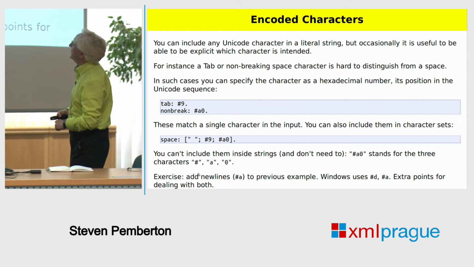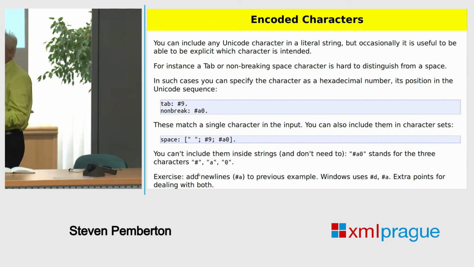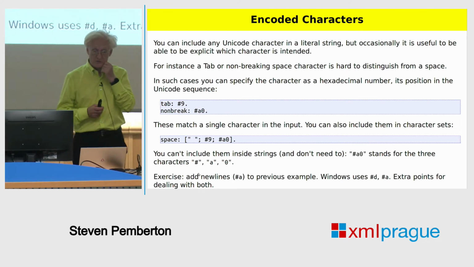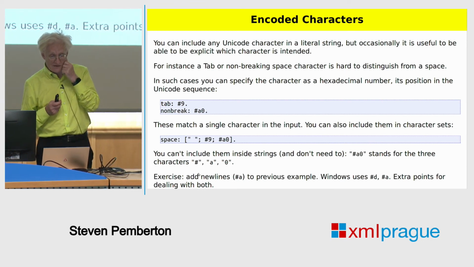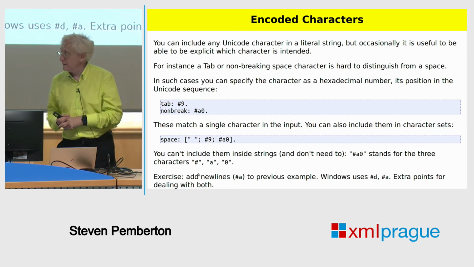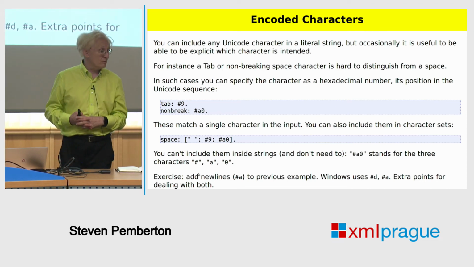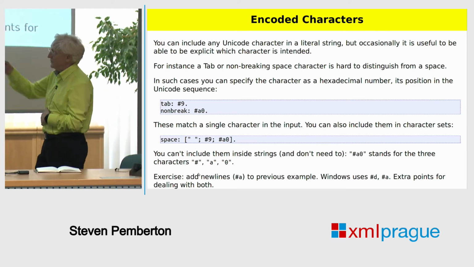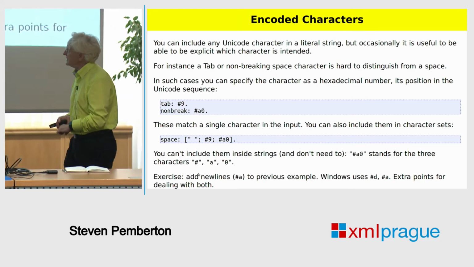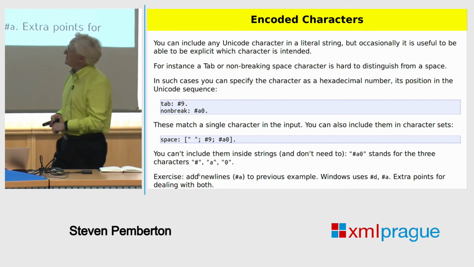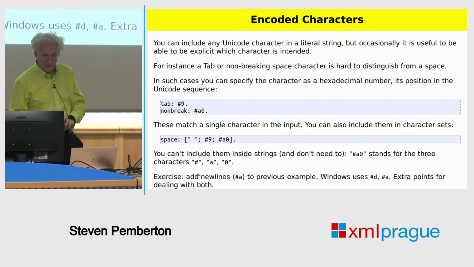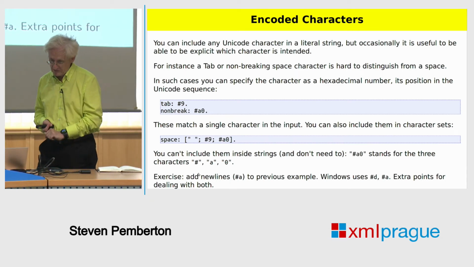Well, for that we need encoded characters that aren't necessarily visible. I mean, you can include any Unicode character in a string except for new lines because a string has to remain on one line. But some characters are not particularly visible. You can't see there's a difference. So, for instance, a tab is #9, or a non-breaking space is #A0. Those are just the hexadecimal numbers of the character in the Unicode sequence, its position in the Unicode sequence.